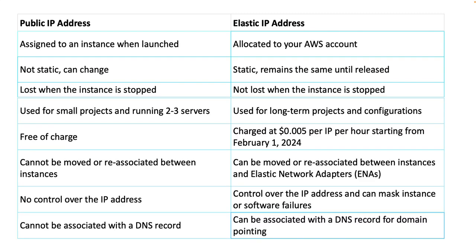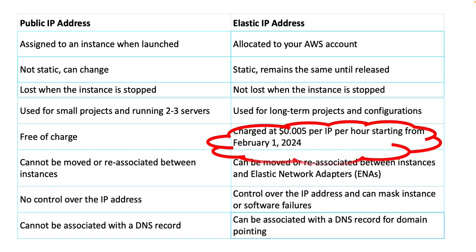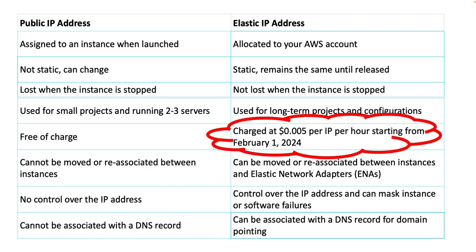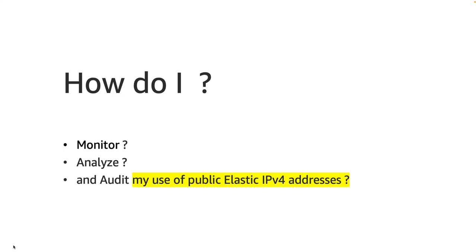For example, I've summarized here what a public IP address and an Elastic IP address is, but the key catch here is that Elastic IPs are going to be charged by AWS starting from February of 2024. So how do I monitor, analyze and audit my use of public IPv4 addresses on AWS and take actionable measures to frugally use my Elastic IPv4s? In this video, we're going to look at 2 easy steps to identify IPv4 usage.